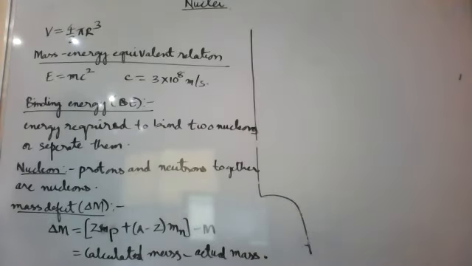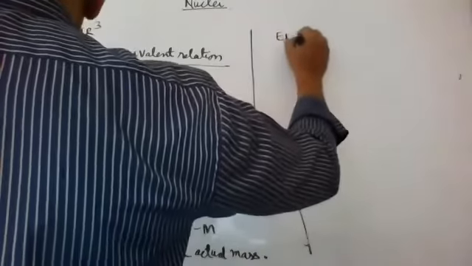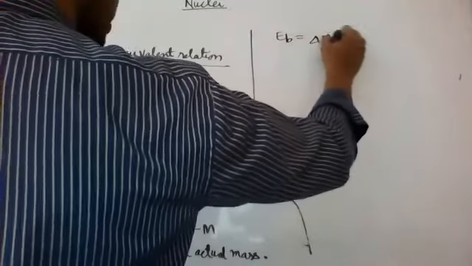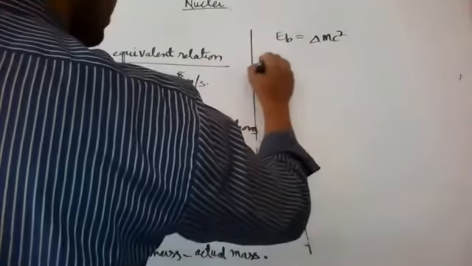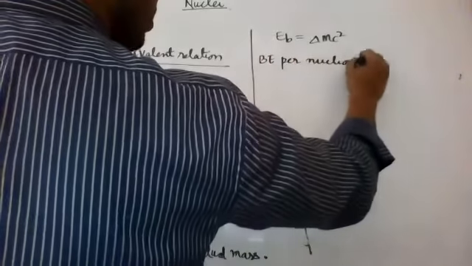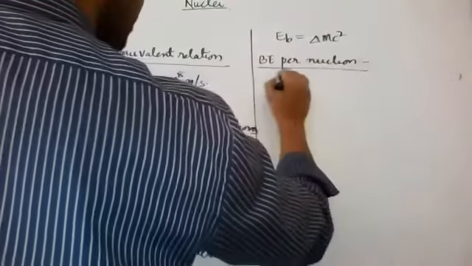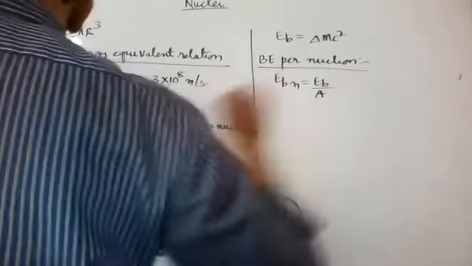Now, next is binding energy. The binding energy formula is given by EB equal to delta M c square. The next concept is binding energy per nucleon. Binding energy per nucleon is given by EBN equal to EB divided by A. This is the binding energy per nucleon.